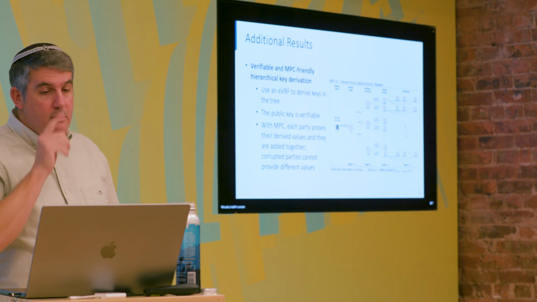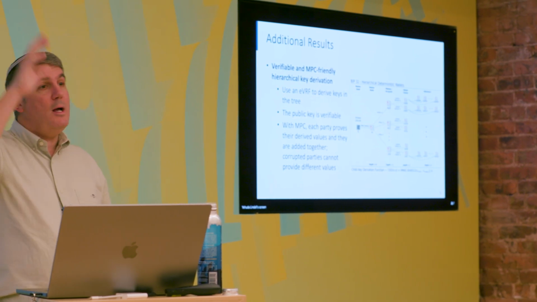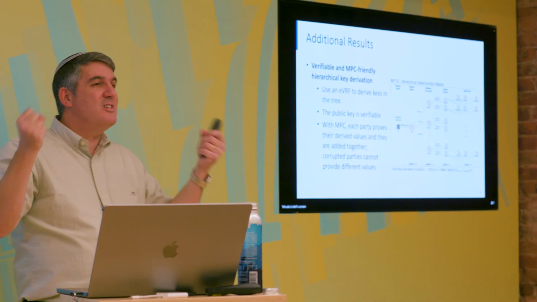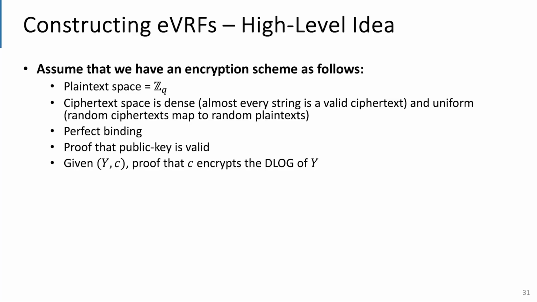So we want to make sure that you can't do that, and you can solve that in an MPC-friendly way using an eVRF as well, in exactly the same way, because it's just a pseudorandom function, which is how you're deriving. So how can we construct eVRFs? Assume we have an encryption scheme which has a bunch of nice properties. Basically a random ciphertext is a good ciphertext, it has a good distribution, and you can efficiently prove properties about ciphertexts.